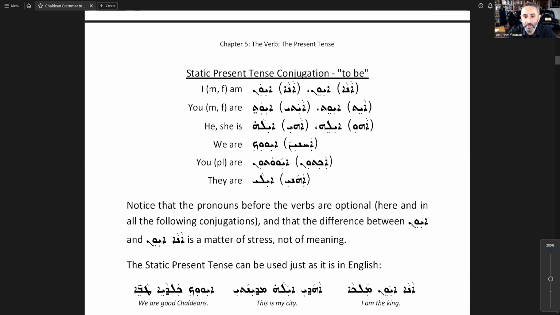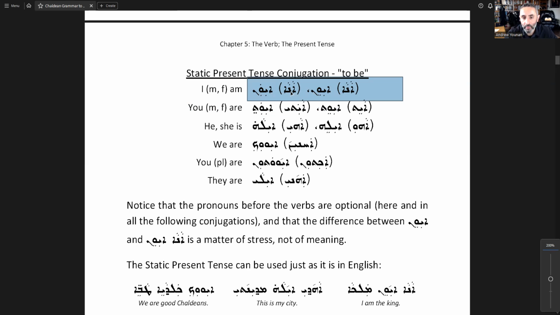Here's the static present tense conjugation of to be. I'm going to read through it. Ana iwin means I am, and if it's masculine. So if you're a male, ana iwin is how you say I am. If you're a female, you say ana iwan. So it's the same beginning, but the vowel at the end, iwin for masculine, iwan for feminine.